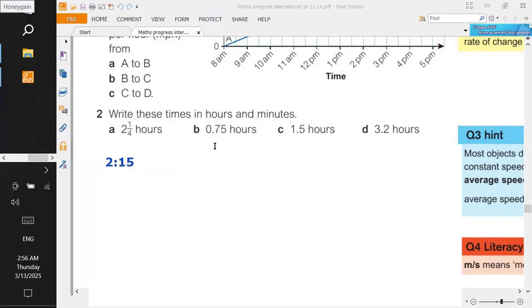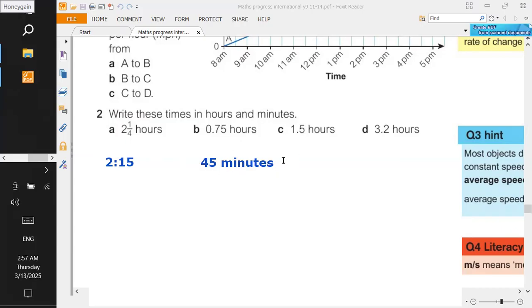This one, 0.75 of an hour. So basically you take 0.75 and multiply it by 60, and it's going to be 45 minutes. So the first one is 2 hours, 15 minutes. This one is 45 minutes.